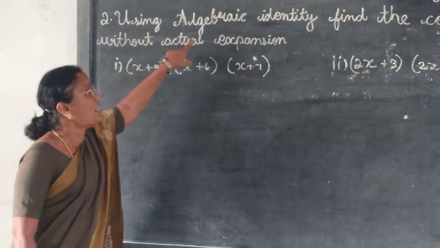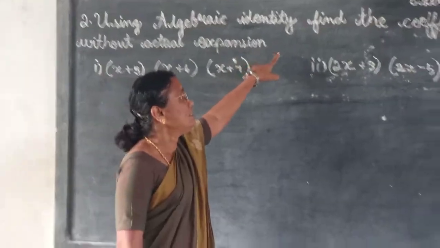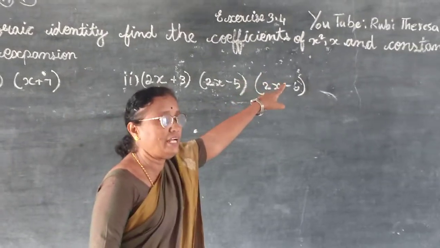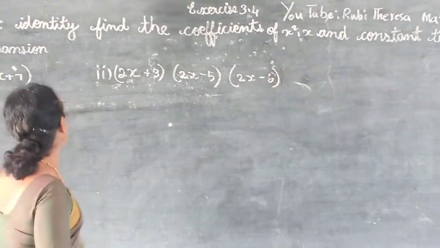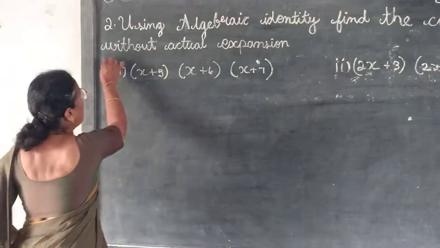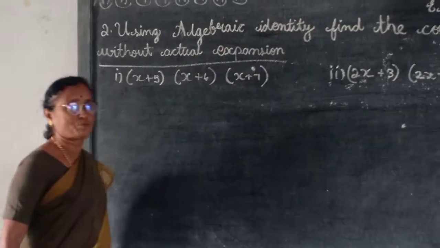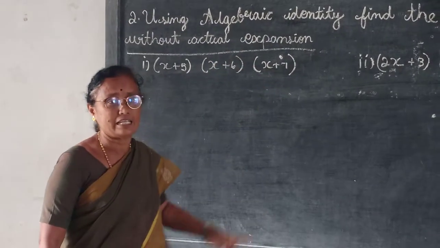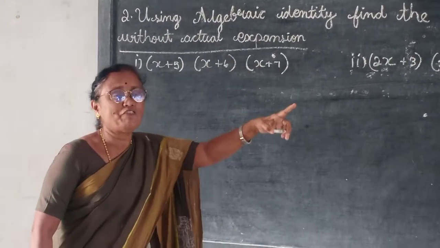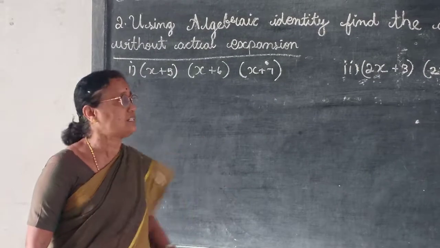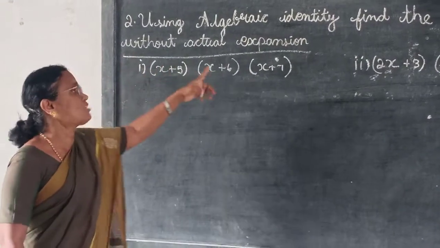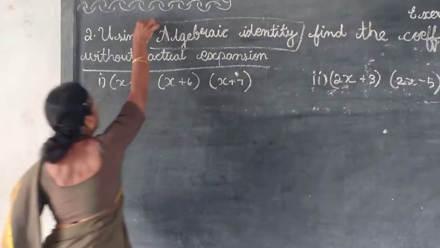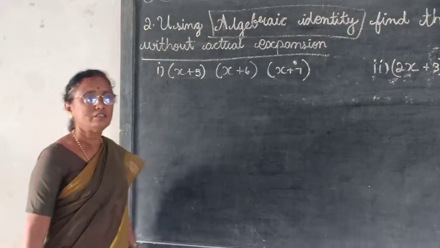Using algebraic identity, find the coefficients of x square, x and constant term without actual expansion. Which algebraic identity we have to use? Any one of you?